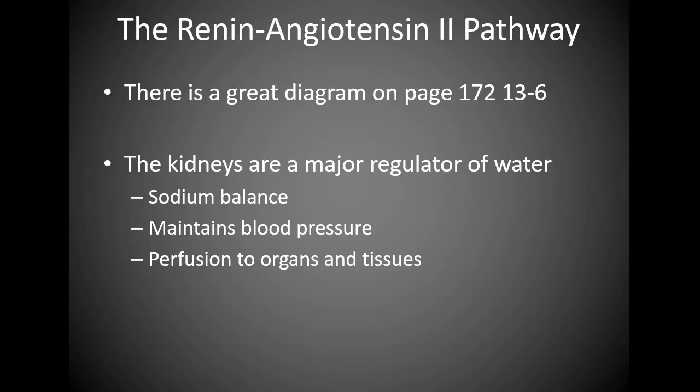So with the renin-angiotensin II pathway, I don't want to say it's too complicated, but once you get it, you're like, okay, this is very easy. It's on page 172 at about the bottom of the page, figure 13-6. This is how I can explain it the easiest way. The kidneys are a major regulator of water. They balance sodium, they maintain blood pressure, and the perfusion to organs and tissues.